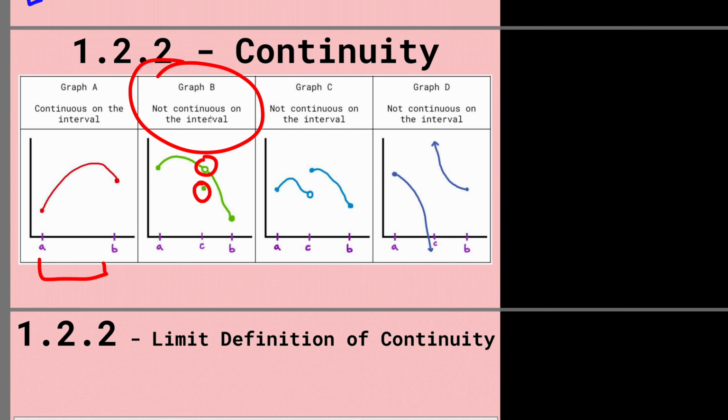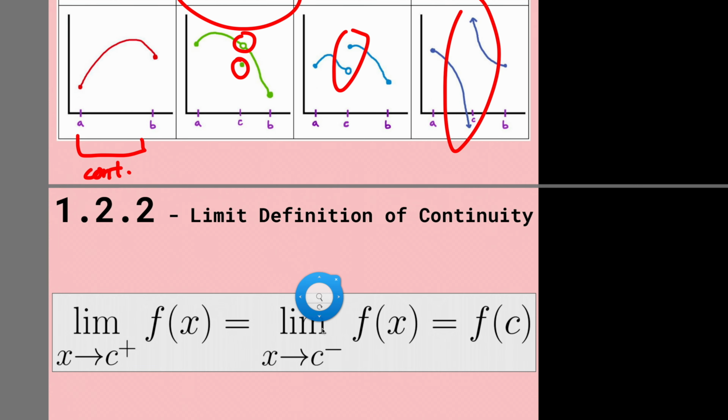So it's not continuous on the interval. C, there's a jump, not continuous. And here, D, there's an asymptote, so that's not continuous. So I have the version that is continuous, that first one, graph A, and then all the other ones are examples of not being continuous.